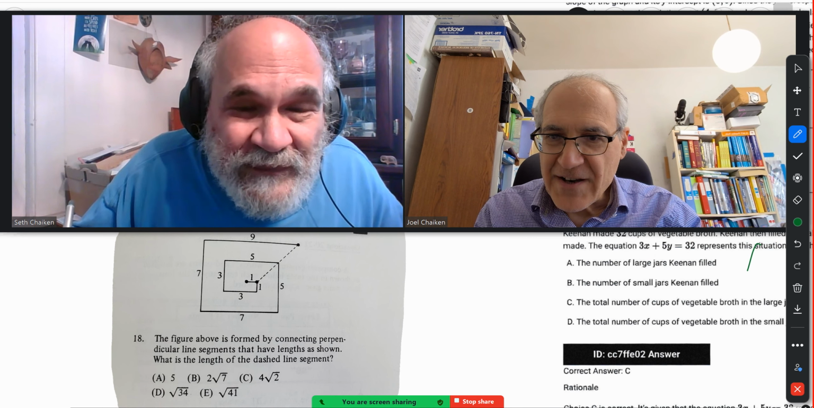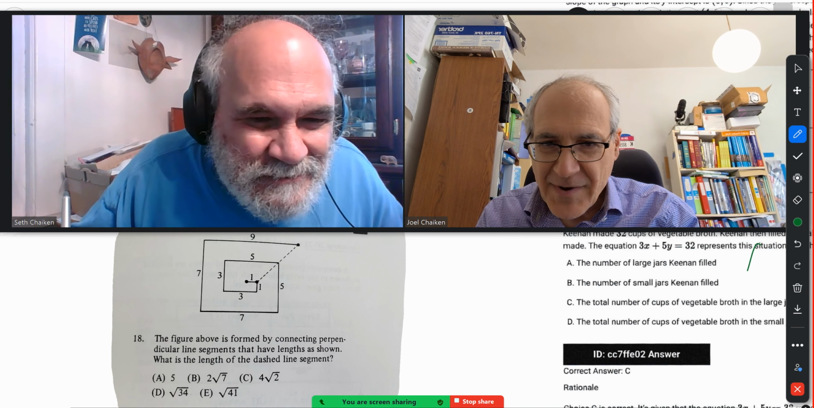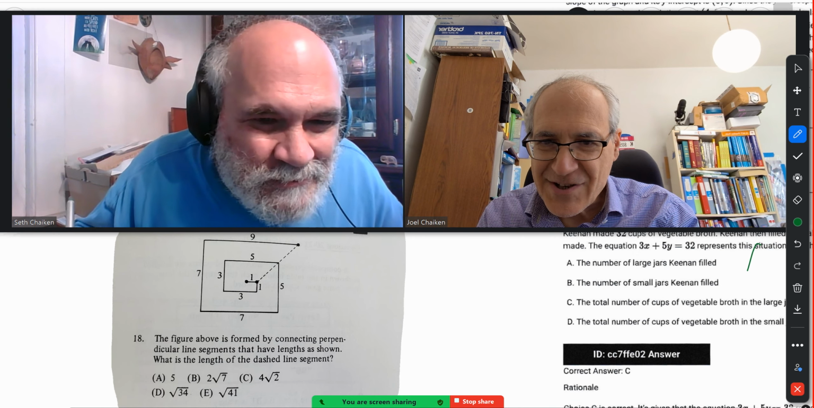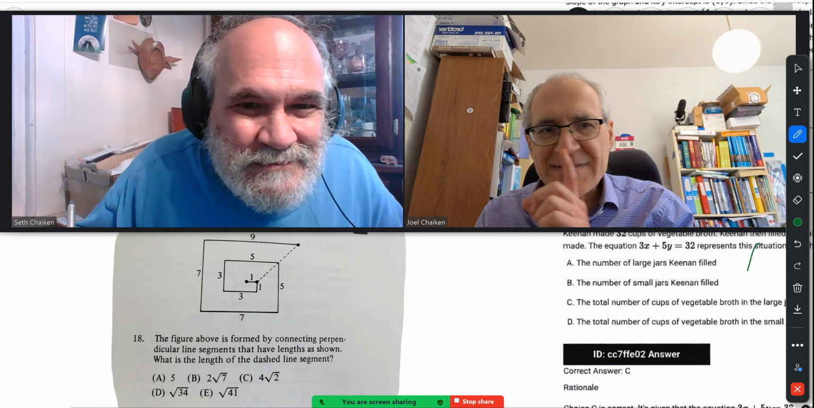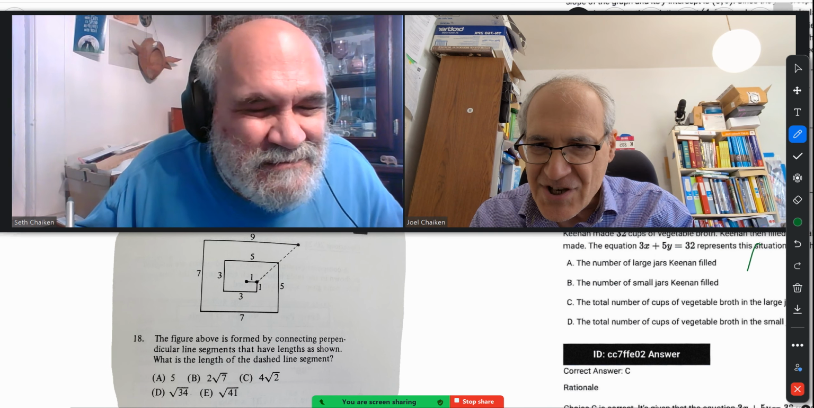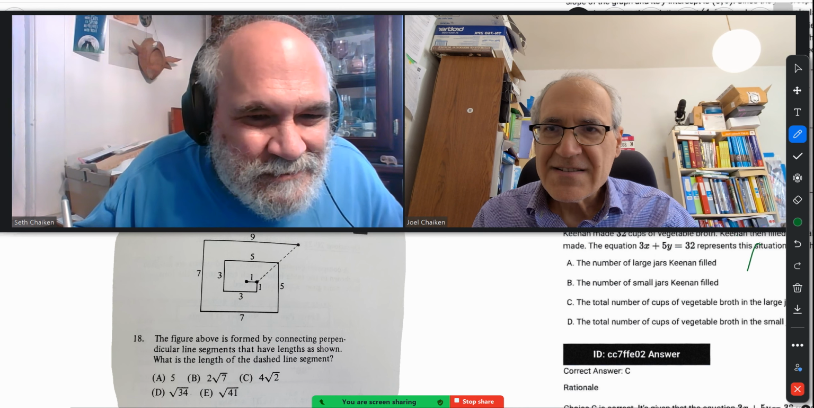Okay. The figure above, notice how weird it looks, is formed by connecting perpendicular line segments. That's going to be important, I'm sure. Oh, I'm sorry. I'm not supposed to comment. That have lengths as shown. What is the length of the dashed line segment?